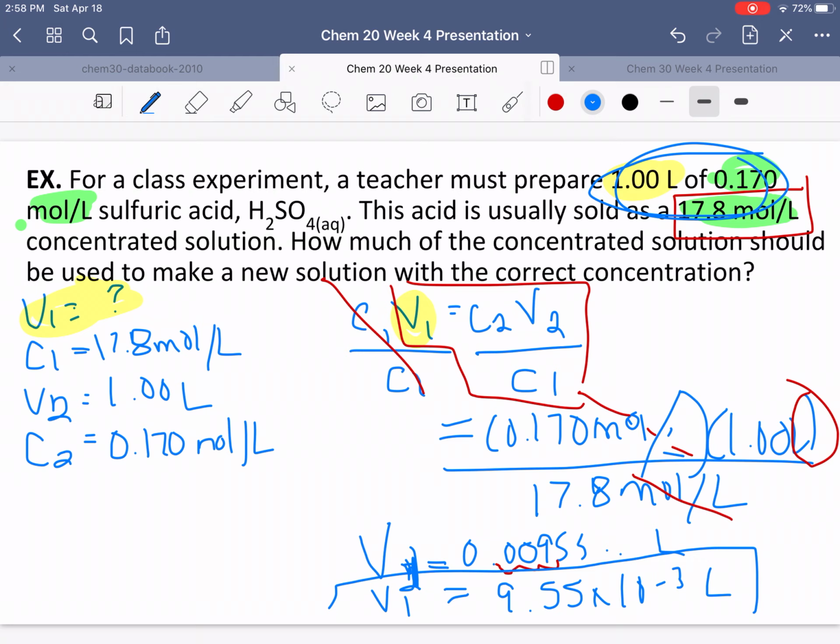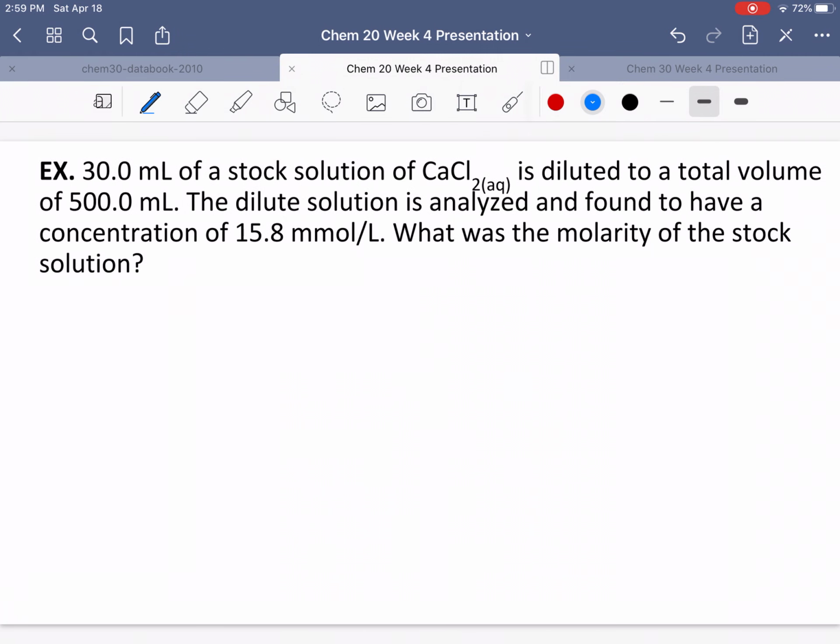All right. Last question for you as an example. Then you can start working on the homework. Look at this one. Again, hardest thing with these is pay close attention to what the actual numbers are telling you. 30 mils, that's a volume, milliliters, of stock solution. This will be the more concentrated one. Is going to get diluted to have a total volume of 500 mils. Okay, so you've got two V's here, a V1 and a V2. The dilute solution is analyzed and it has this concentration.